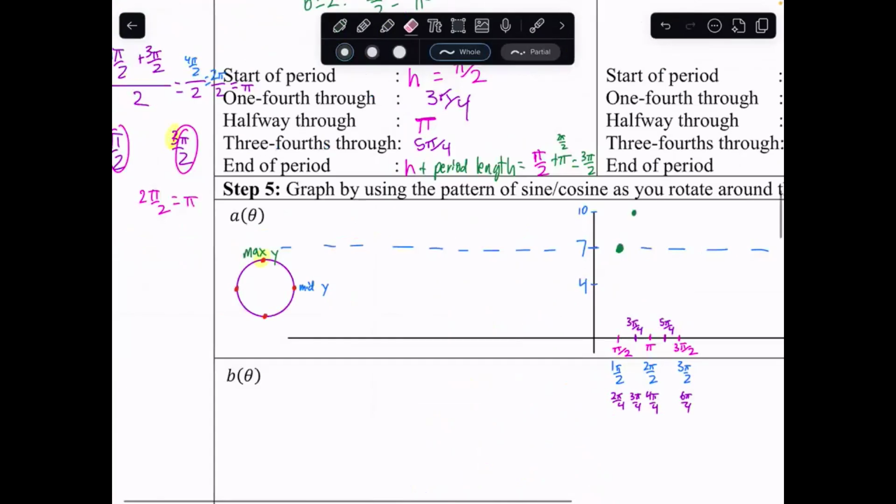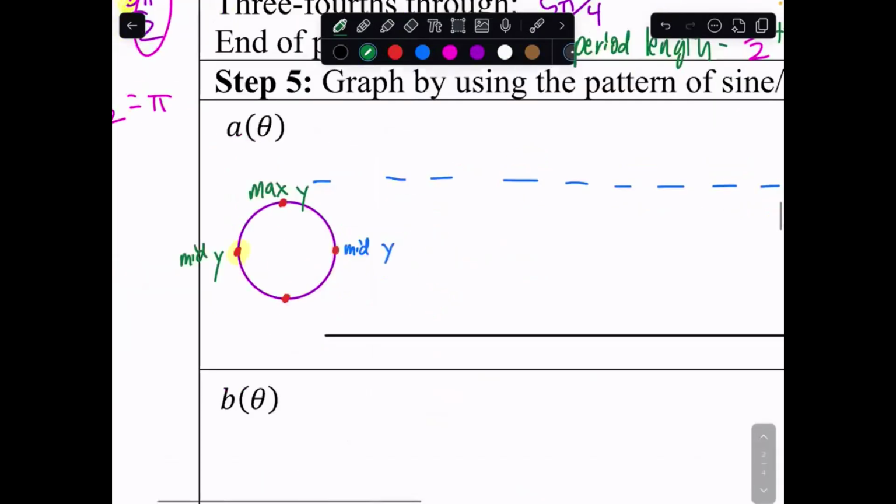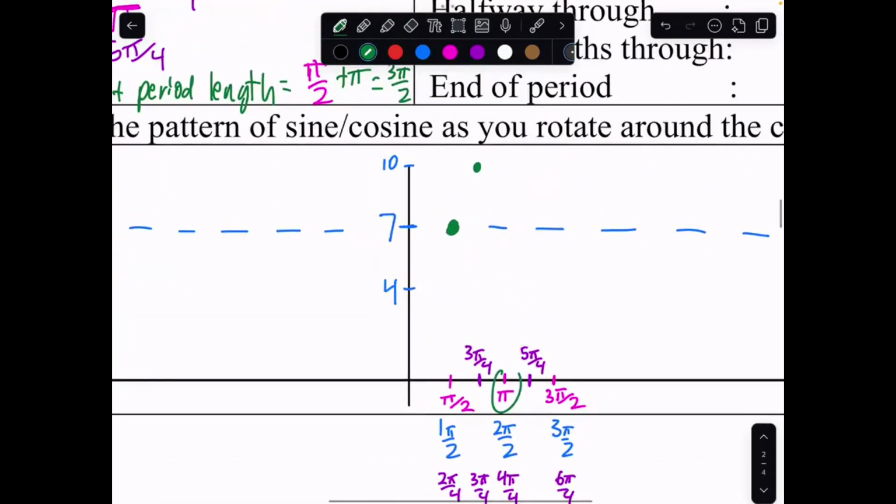Okay, continue around the circle. The third key angle on the circle right here. This is back in the middle of the y values, half above, half below. So that third angle is back on the midline.